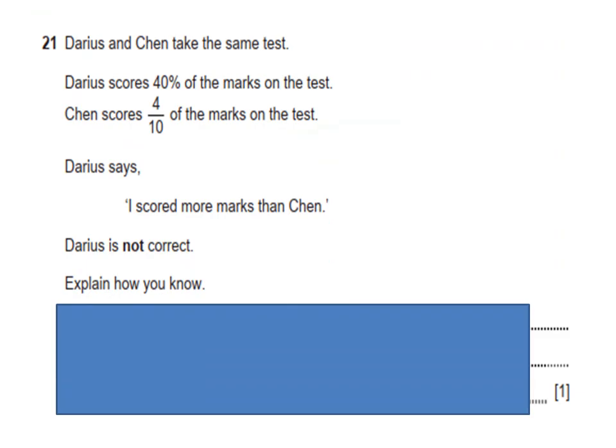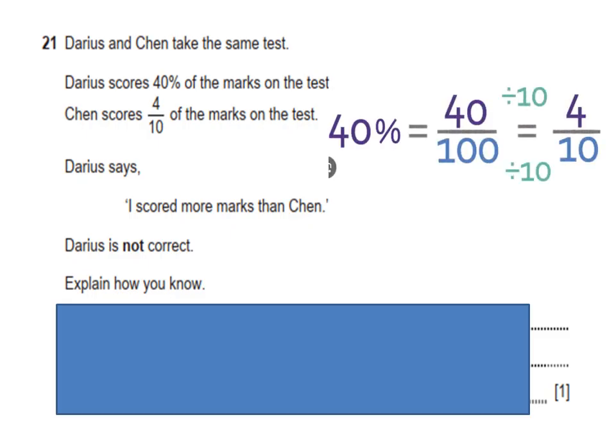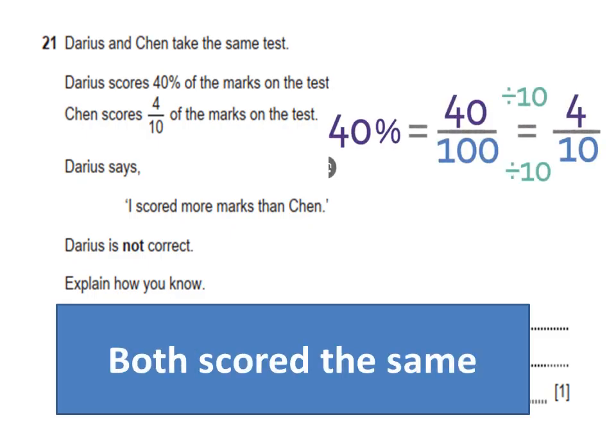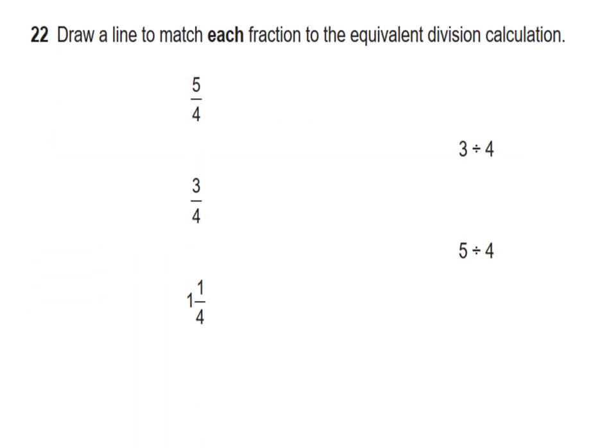Chen and Darius take the same test. One scored 50% and the other one scored 4 over 10. "I scored more marks than Chen." Is this correct? Okay, let's check. 4 over 10 as a percentage will be 40%. Because for any number I need to change into a percentage, I just multiply top and bottom by 10. So it will be 40 over 100, which is 40%. Both scored the same.